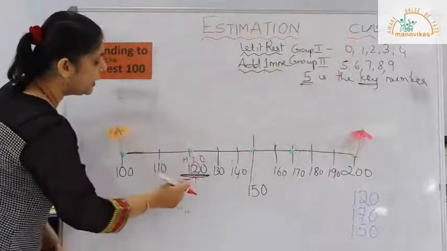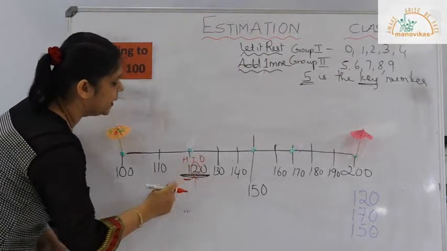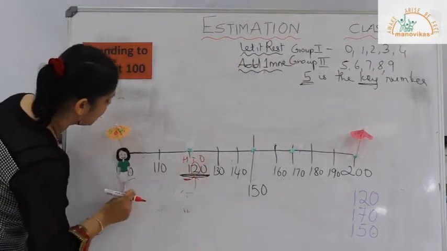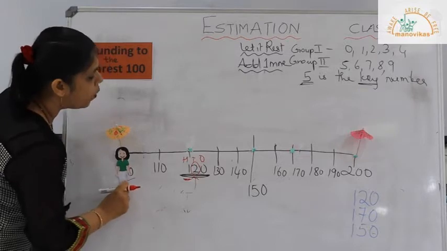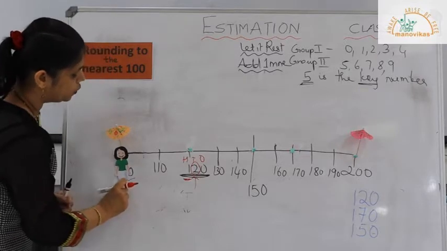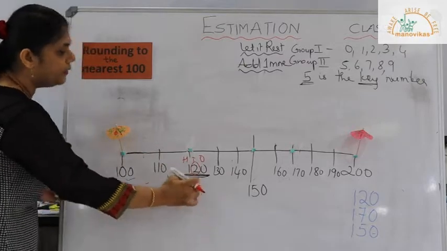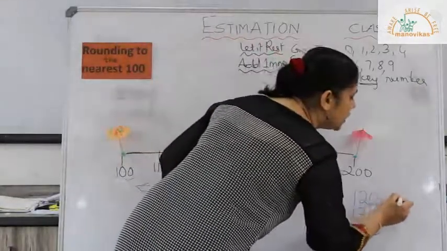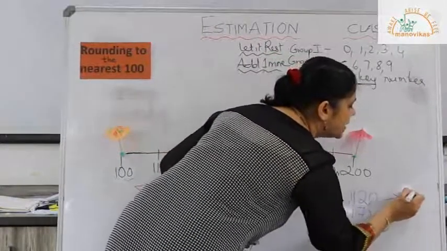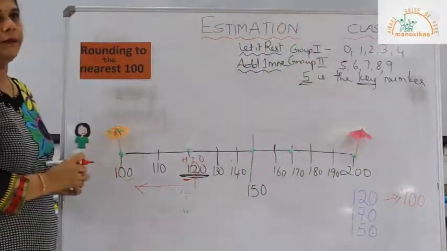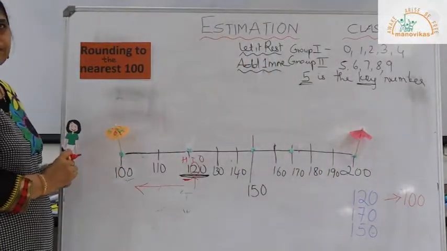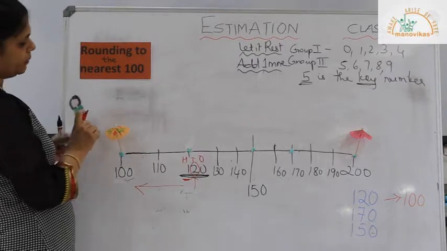So, we will not increase the digit in the hundreds place, and Tina has rounded the number 120 to 100. So, the number 120 will be rounded to the number 100 as its nearest 100. Now, look at the next example.